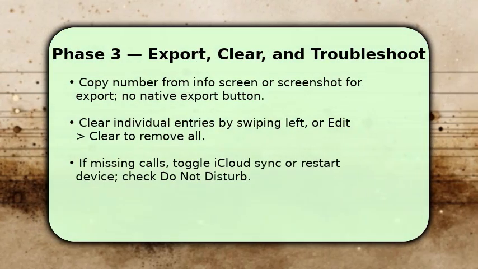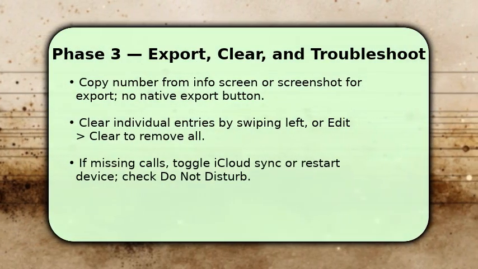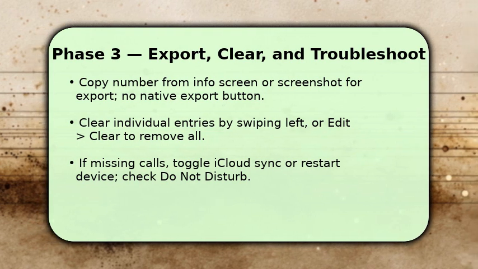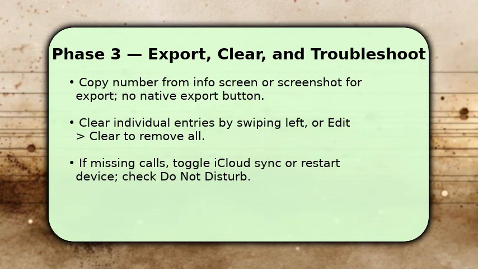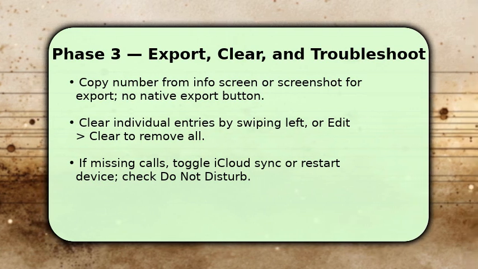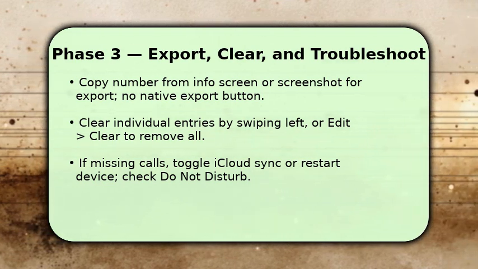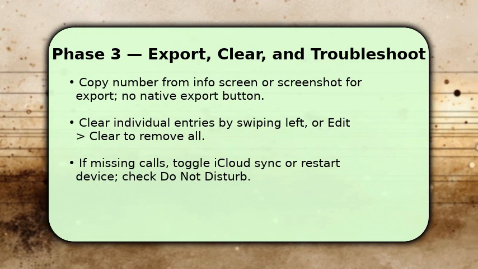Finish by exporting or clearing as needed. Copy the number from the info screen or take a screenshot because there's no native export. To tidy history, swipe left on an entry to delete it, or use Edit then Clear to remove everything.